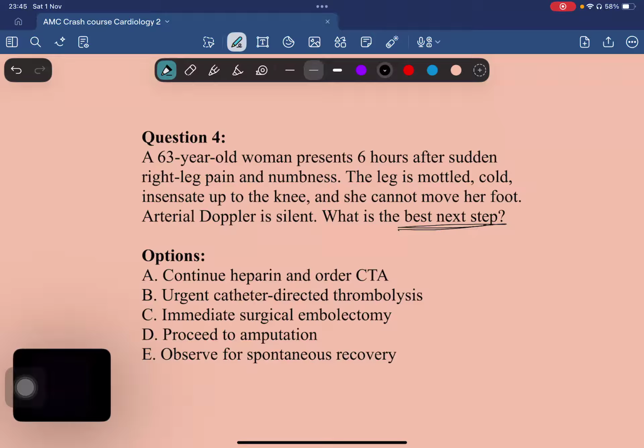Now, this is where our table comes in handy. The table of classification, where I just said that the management is decided on the type of ischemia, the type of clinical presentation, the classification. So just try to recall it.